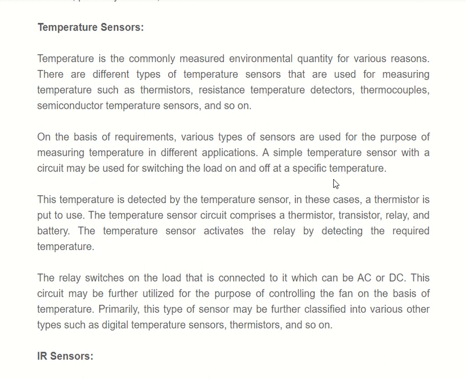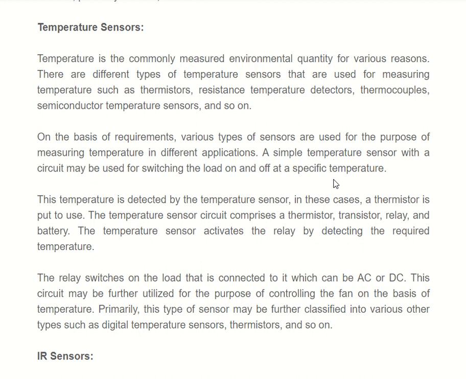Then we have the temperature sensor circuit comprising a thermistor, transistor, relay, battery, everything. And the temperature sensor activates a relay by detecting the required temperature. Okay, and what case am I talking about? I'm talking about a case in which we use a circuit with a temperature sensor for switching the load on and off at a specific temperature. Okay, so you do not use the thermometer for that, right?